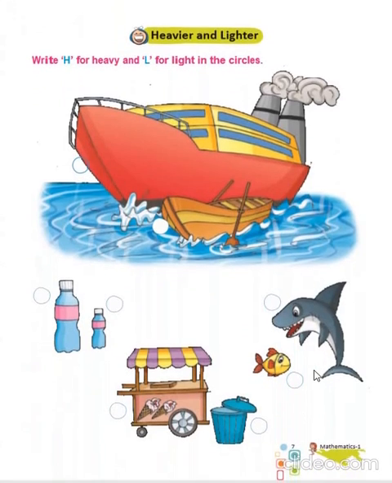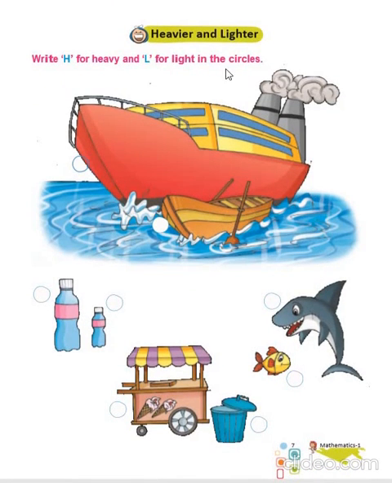Now come to heavier and lighter. By seeing two things, we can tell whether the particular thing is heavier or lighter. So, this one is heavy. This one is light. This one is heavy.